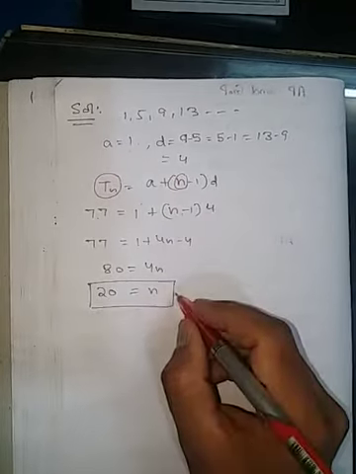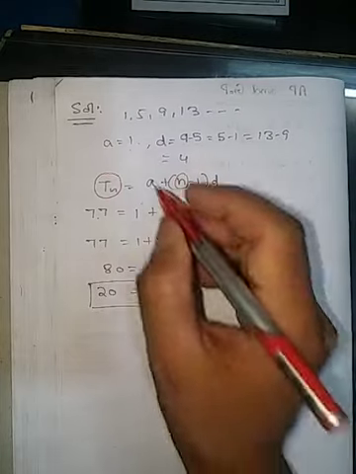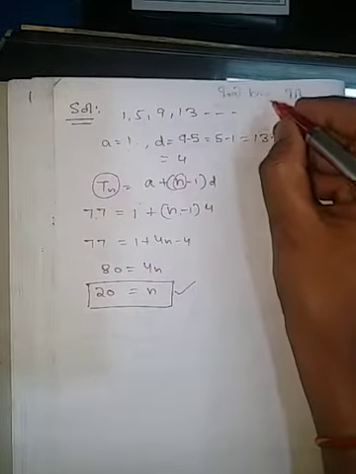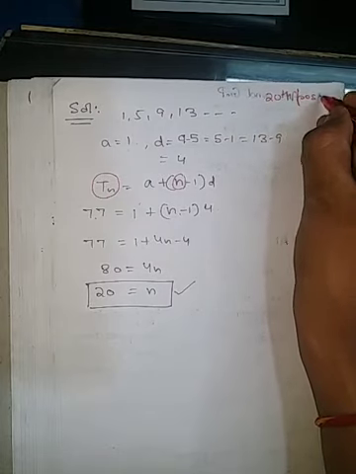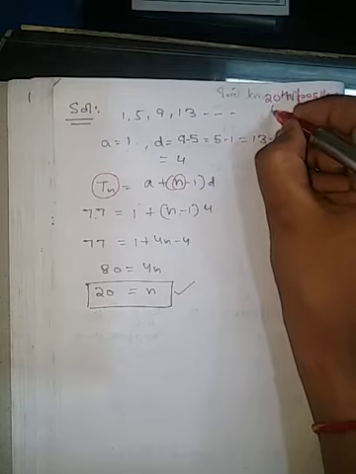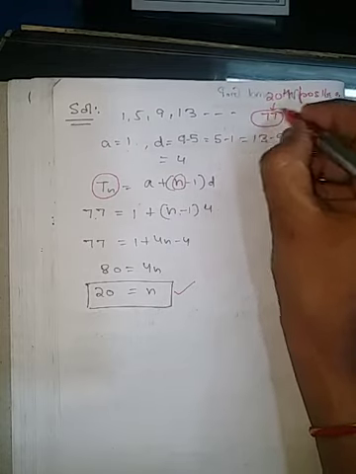On solving, we get n equals 20. That means this 77 lies at the 20th position.